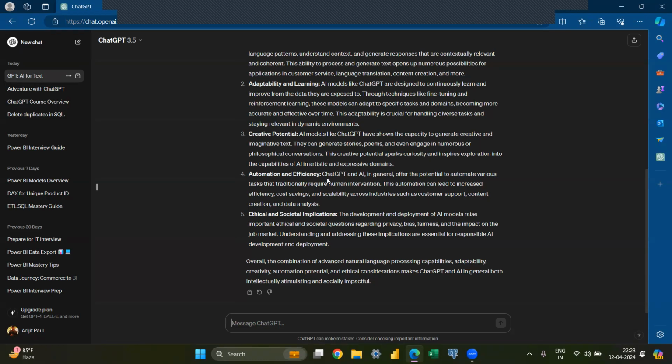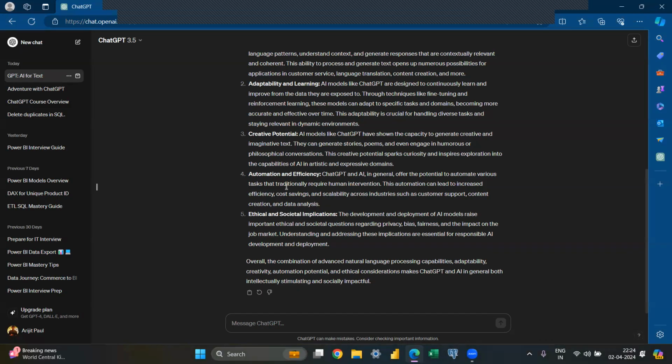It's also very automated and efficient, where the process automates various kinds of tasks which traditionally required human intervention. Now, with the help of ChatGPT, the automation is leading to increased efficiency, cost savings, and it's also scalable across industries, such as customer service, data analysis, and content creation. Personally, I believe content creation is one field where ChatGPT has grown a lot, and we can use and optimize ChatGPT in all the ways I have mentioned. I will definitely come up with some more creative topics so that the content creation part gets more highlighted.